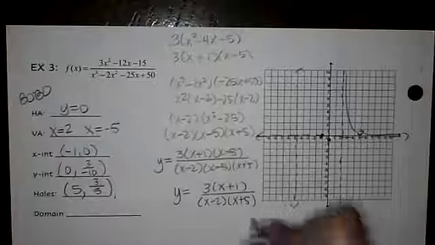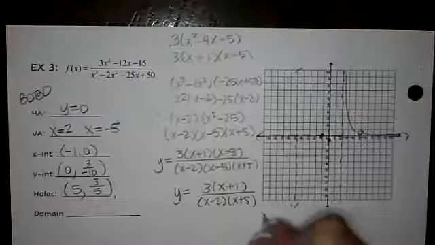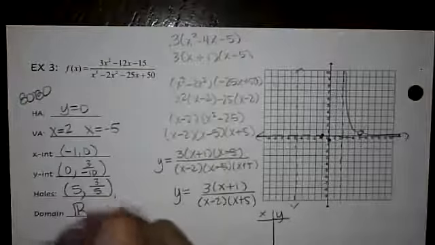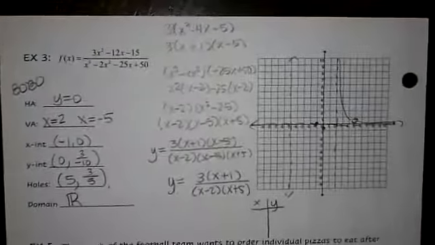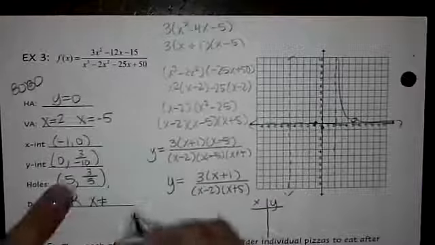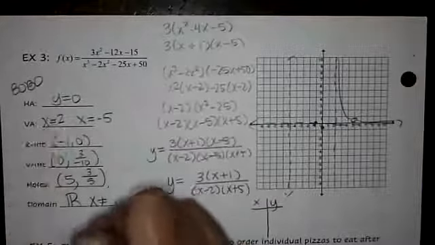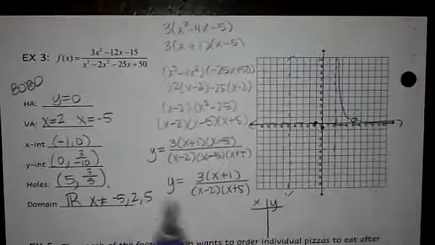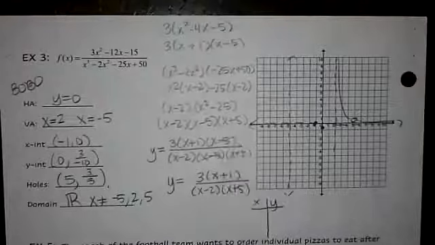And now I would want to create that table of values with a couple of points. Before I do that, I'll go ahead and write my domain. That would be all real numbers except for the hole and the two vertical asymptotes. So -5, 2, and 5. All three of these values at some point made our denominator undefined, and that's what our domain is.